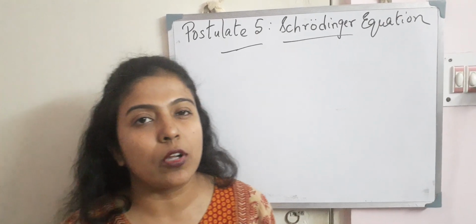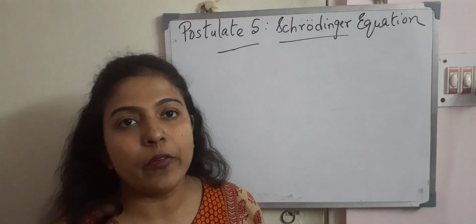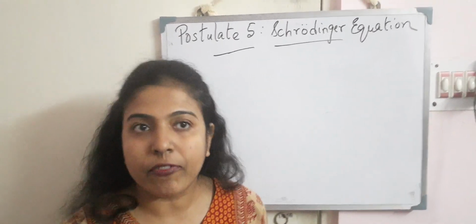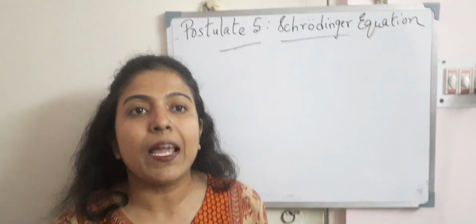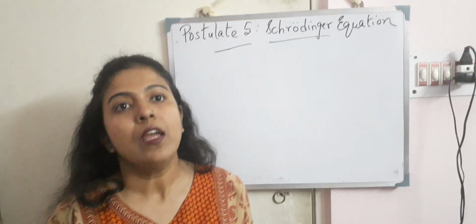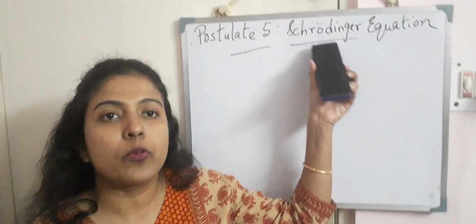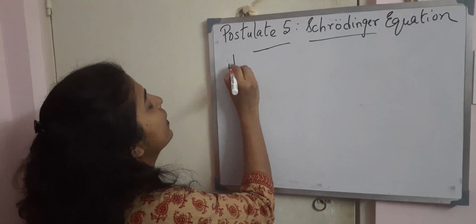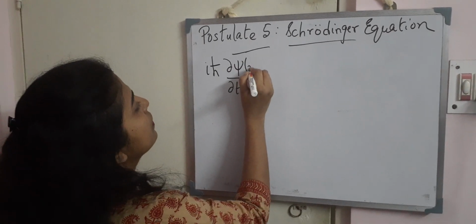Now today I will be talking about the last postulate in quantum mechanics, which is the Schrödinger equation. So the time evolution of this wave function, which we were speaking about so long in our previous lectures, for a given system goes in accordance with what we call the Schrödinger equation. Now what is the Schrödinger equation? How does it look? The Schrödinger equation looks like this.